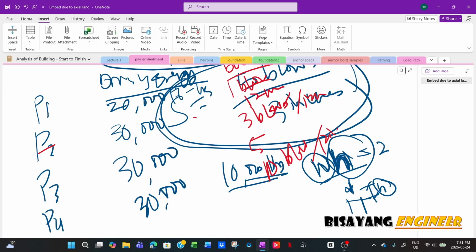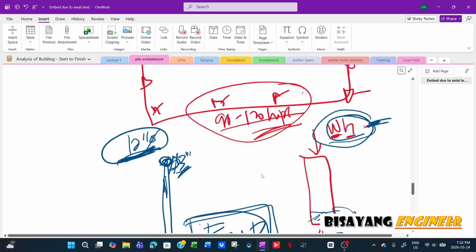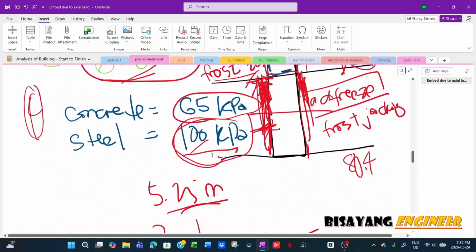Because if you drive to refusal, you will probably end up driving a pile that requires only 18,000 pounds capacity, 10 kips, to 30, 40 feet just to hit the refusal. But technically, you only need about 20 feet. So it matters. So anyway, that's for driven piles.